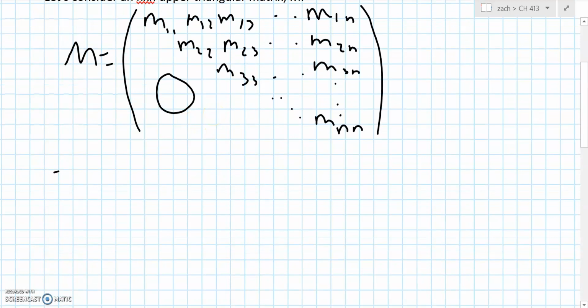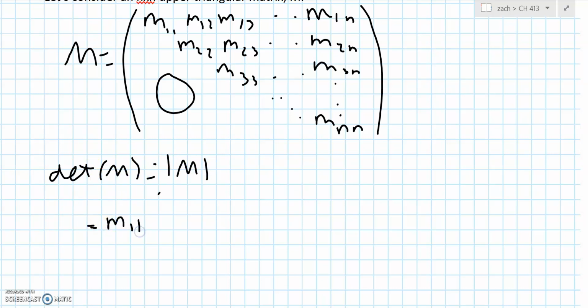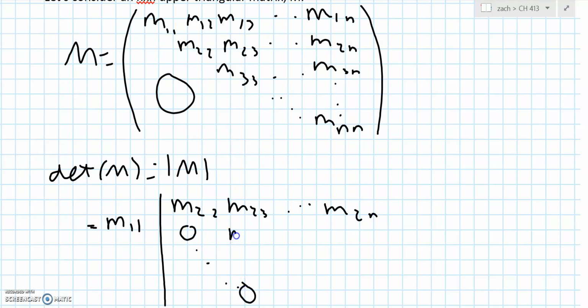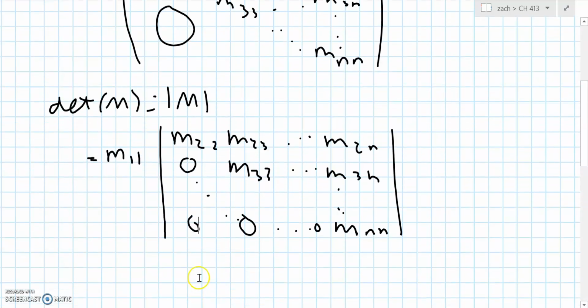And remember, the determinant of a matrix M, det M, is just equal to the bars. So this is equal to M11, again that's a bar, times M22, M23, all the way over to M2n. And then we have zeros going all the way down, M33 all the way over to M3n, and that's down to MNN. And again, that's 0 here, 0 there, all that stuff. So we see, hey, there's only one term left.